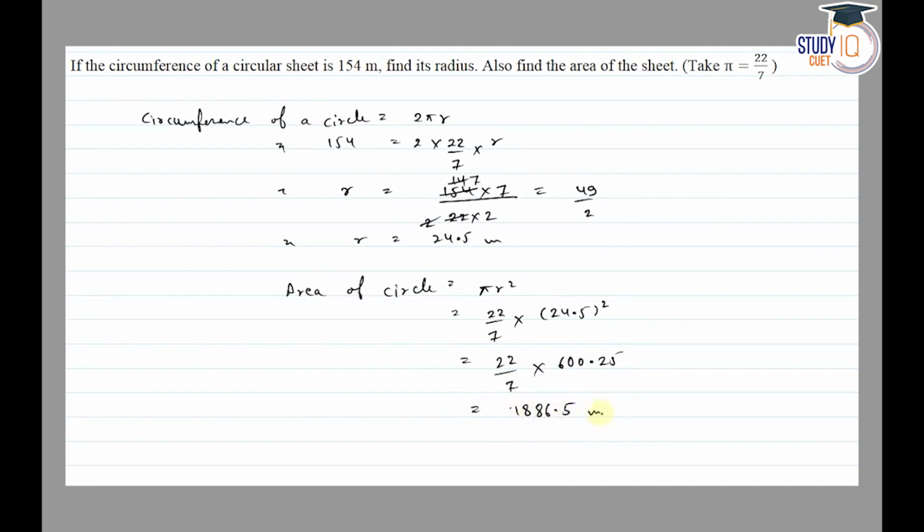1886.5 मीटर स्क्वायर. सो रेडियस हो जाएगी हमारे पास 24.5 मीटर एंड एरिया ऑफ सर्कल इज 1886.5 मीटर स्क्वायर.